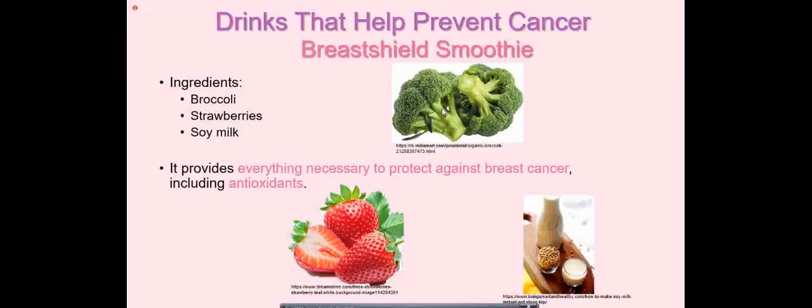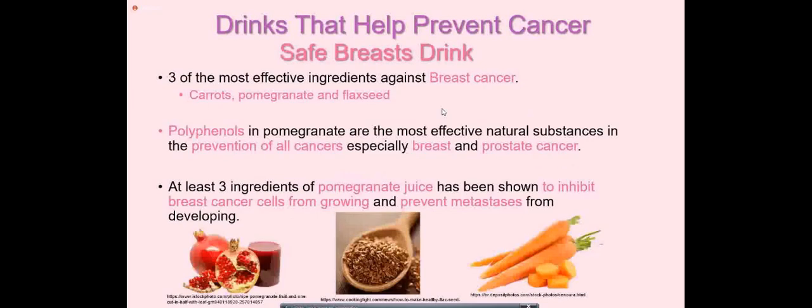It contains antioxidants, enough of them to help our body fight against cancer. The last one is this breast drink. As the name suggests, it keeps our breast safe. This one is made up of carrots, pomegranate, and flaxseed. The pomegranate contains a lot of polyphenols that help prevent breast cancer and prostate cancer. The full recipe is there. If anybody is interested, they could reach out and they will get it from us.